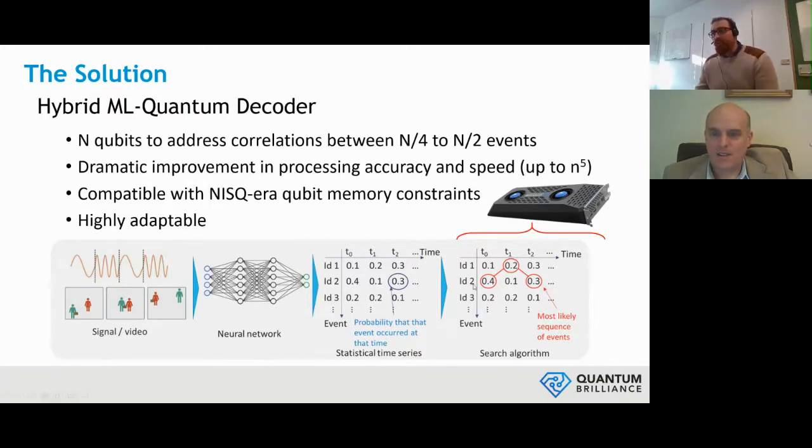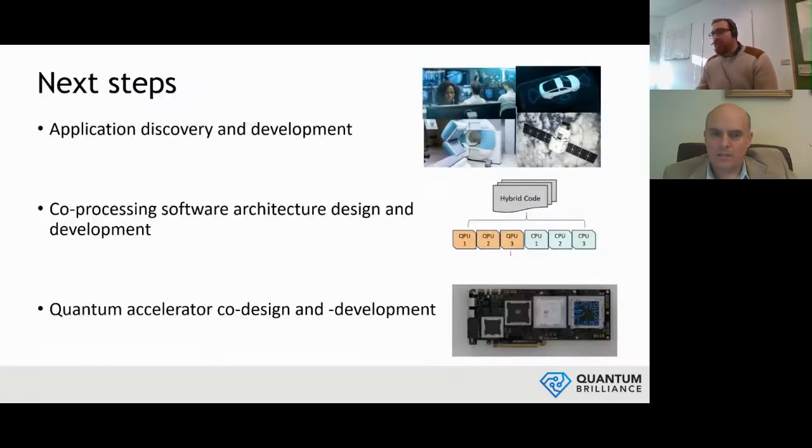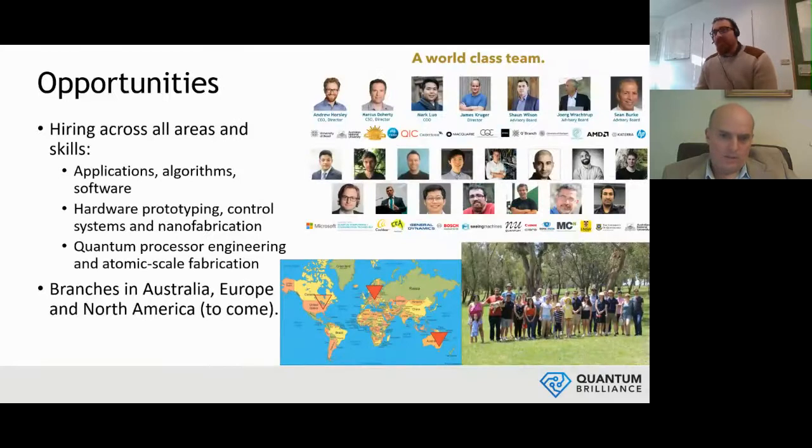If you do the quantum search, you could use the Grover search, which has well-established improvements in accuracy and speed. So I'm almost done. Quickly, the next step for us is to do more application discovery. We want to get this co-processing software out, and then we could use the quantum accelerators for co-design and development.